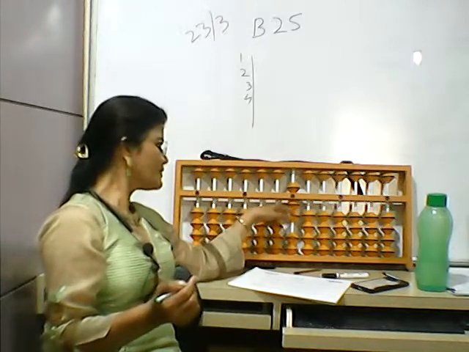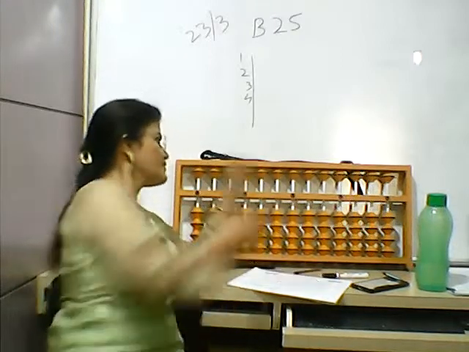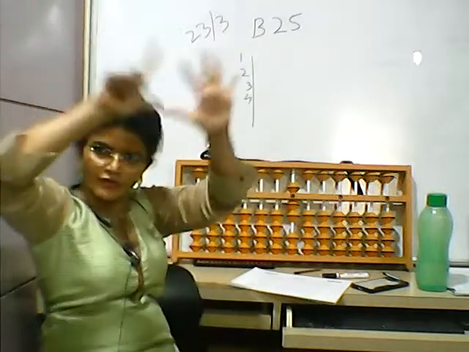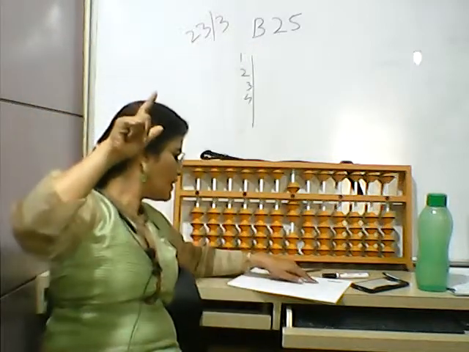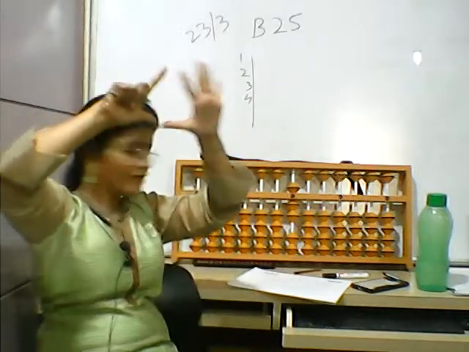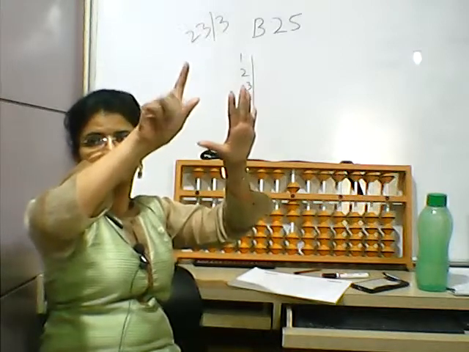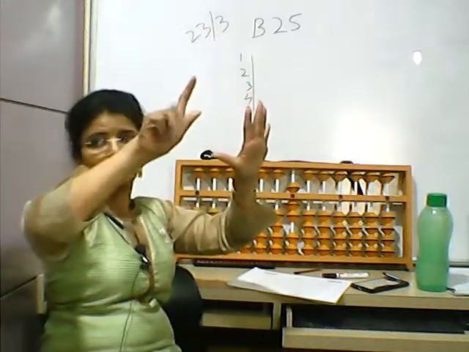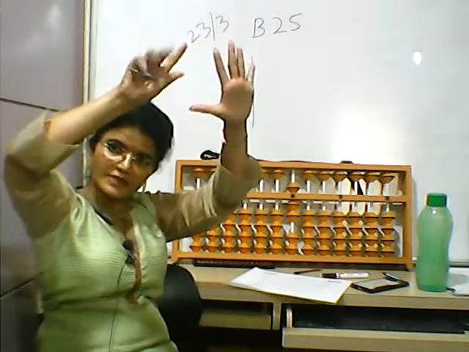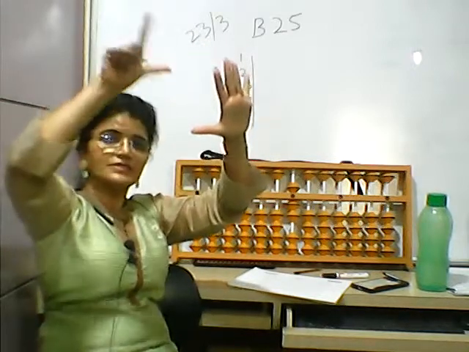Sum number 9: 7. 5 and 2, close action. Again 7. Can you do 7 directly? No. So 7th operand, minus 3. Minus 3 to nahi hai. So mix complement. Plus 3.